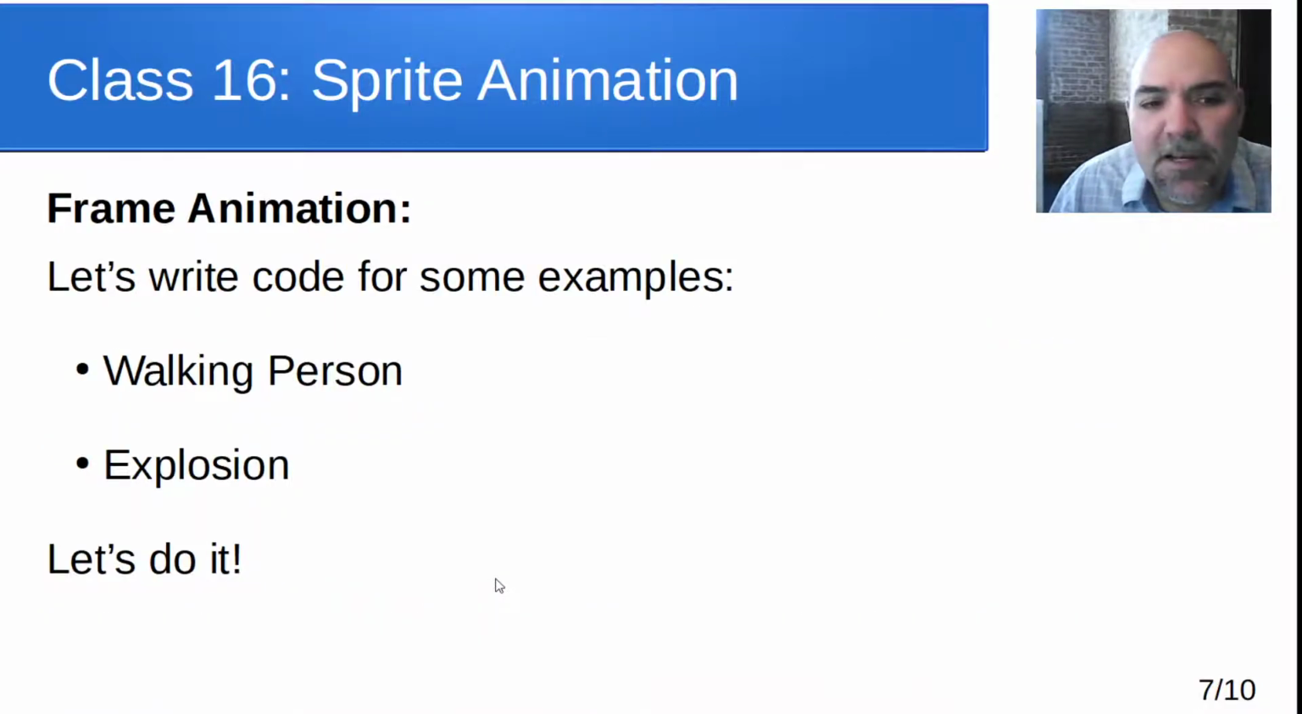All right, so let's write some code. Let's start off with this walking person example. And then we're also going to do an explosion. So let's start off with this walking person example. And to do that example, I'm going to switch over to where you can see what I'm doing on the screen. And I'm just going to build this program up from scratch. So let me switch over so you can see what I'm doing.